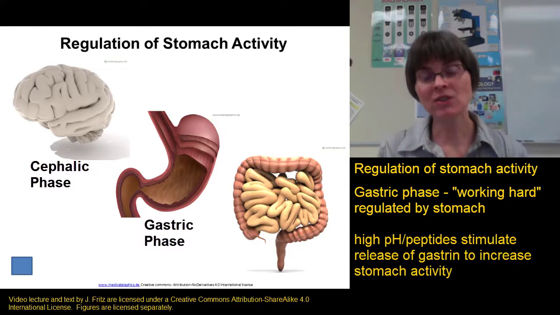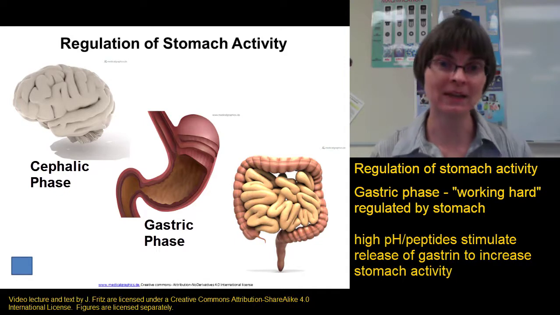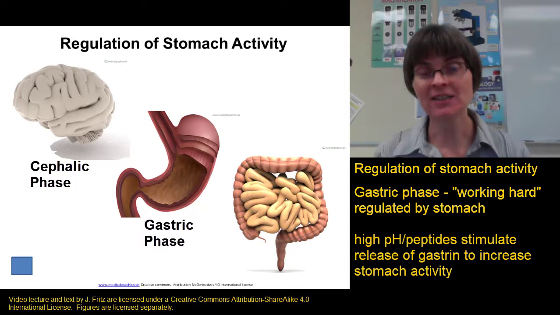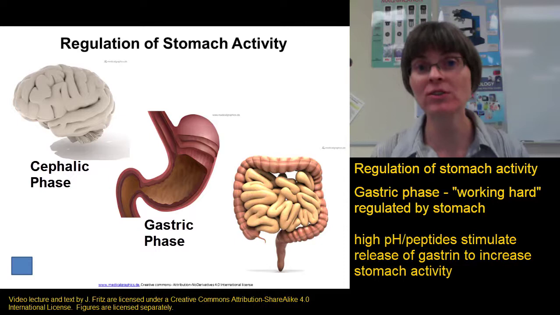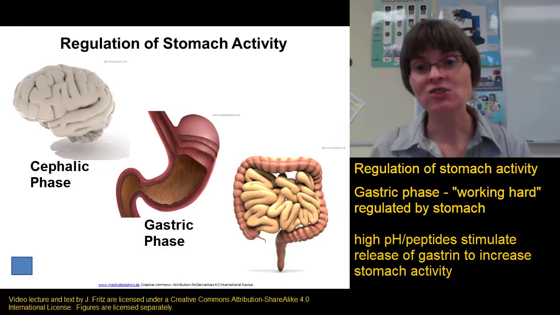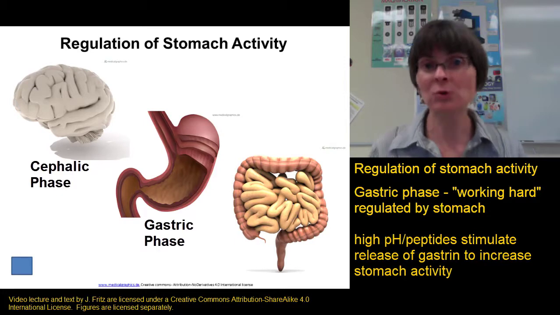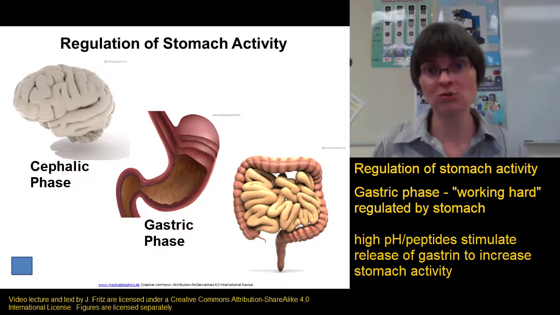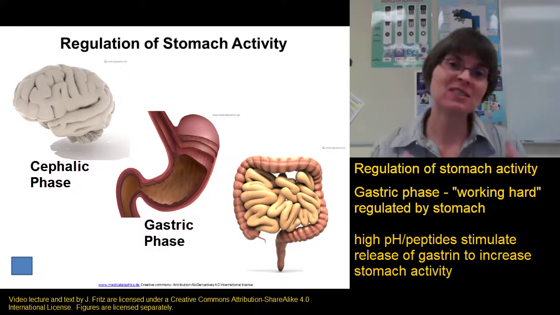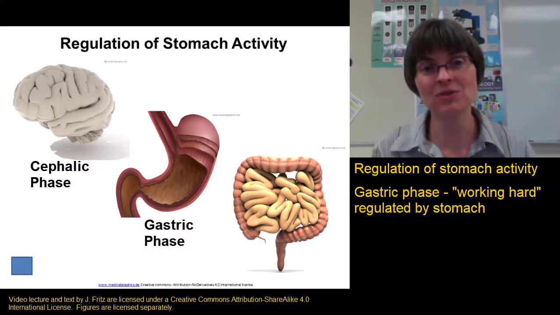The higher pH and the peptides in the food coming into the stomach activate hormonal mechanisms. There are cells in the gastric pits of the mucosa of the stomach called the G cells. And when these G cells find out that the pH has gone up and that there are peptides present, the G cells secrete a hormone called gastrin. Now, gastrin is a hormone, which means it gets released into the bloodstream and it's going to go through the whole body, not just in the stomach. And gastrin stimulates stomach movement and secretion of acid and enzymes into the stomach.